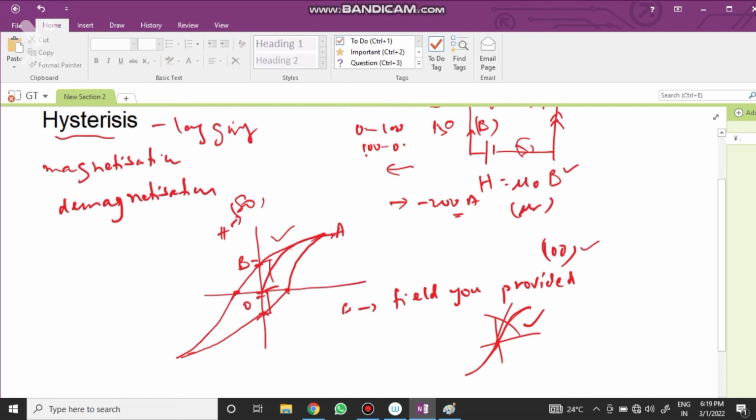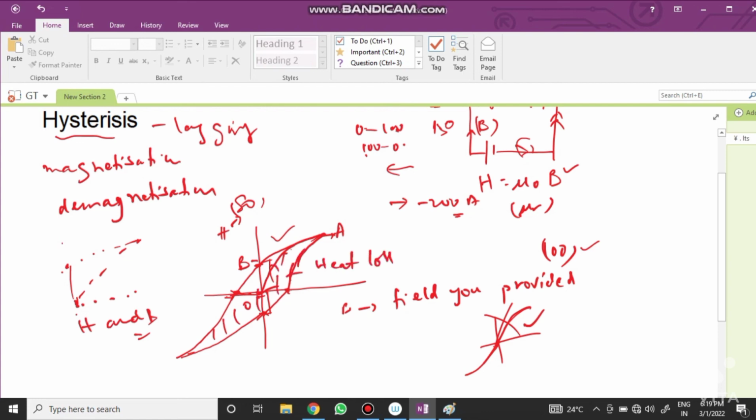No? So to make it 0, you have to go for a negative B value. Then only it is becoming 0. So both started at the same point, but both are not returning to the same point. So there is a lag. Okay, that's why hysteresis is called a lagging process, a lagging process between H and B. The area under this graph gives you the heat loss in the process. Okay, heat loss in the process.